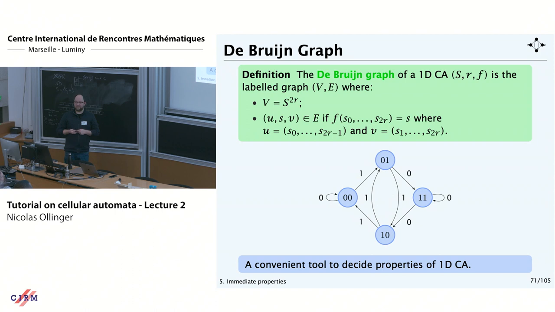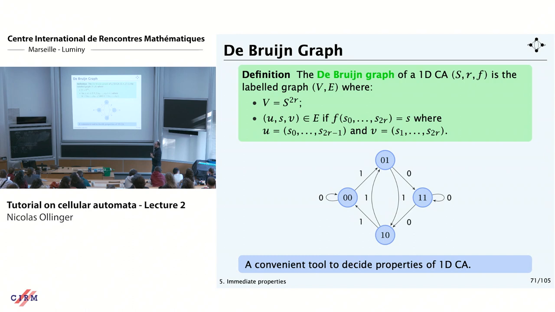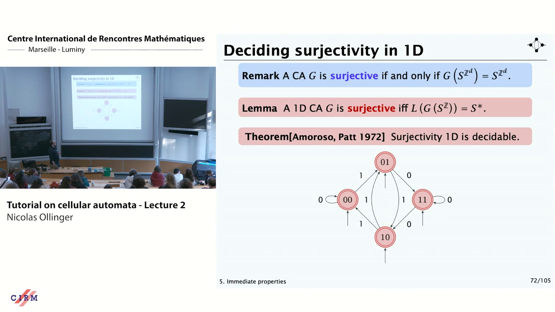So the nice thing about this object is that it's finite. It's a finite automaton in this guise, but there is no initial state yet and no accepting state. And we will use it, of course, to decide properties. So for example, surjectivity in dimension one: what is being surjective? It means that all the configurations are obtained in the image of all the configurations. It means that the language of the image of all configurations is the full language. So you take your De Bruijn graph, you put all states as initial states, you put all states as final states, and you compute the language of this finite automaton. If it's full, then the automaton is surjective.